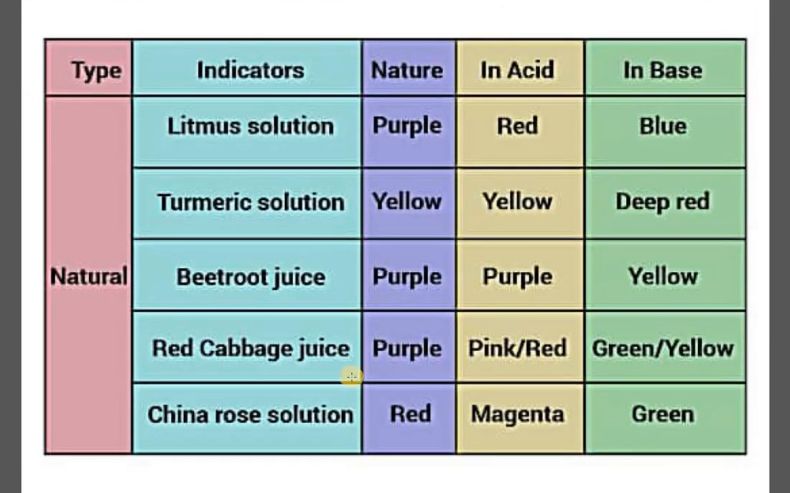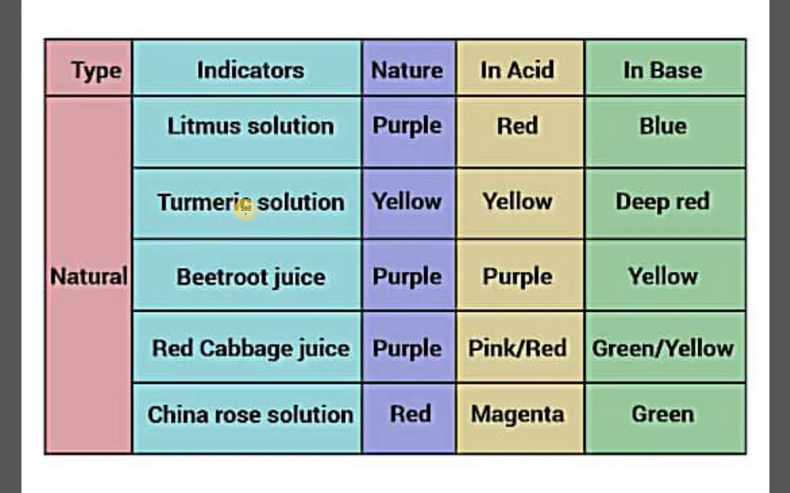Now, this is the table which will give you complete information regarding the different natural indicators. For litmus, we can use the litmus paper or the litmus solution. Its original color will be purple. That means in distilled water or a neutral medium, it will be mauve or purple in color. In an acidic medium, the blue litmus turns red, and in a basic solution, the red litmus changes into blue.